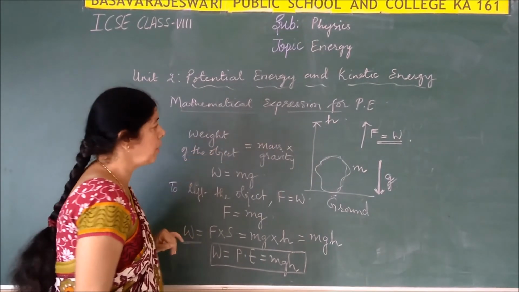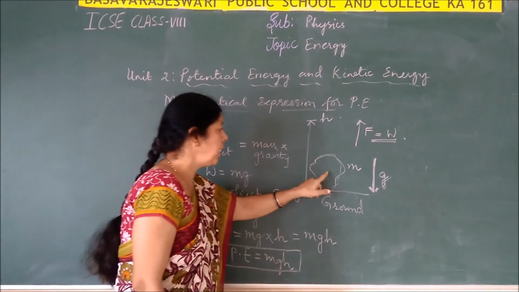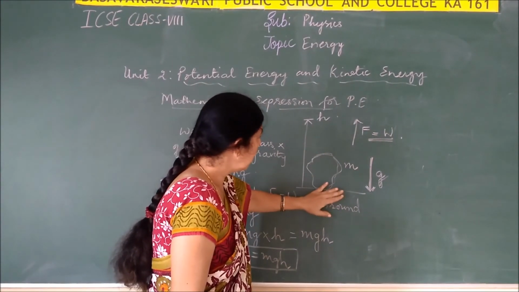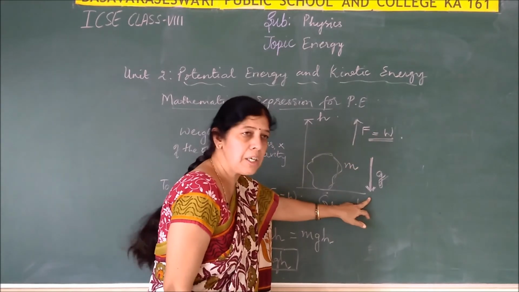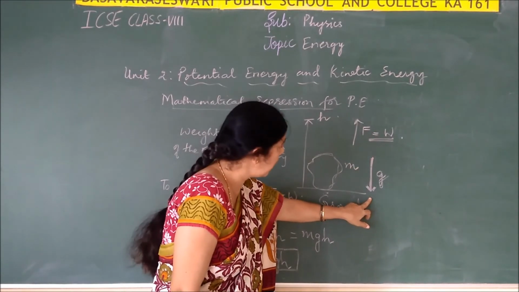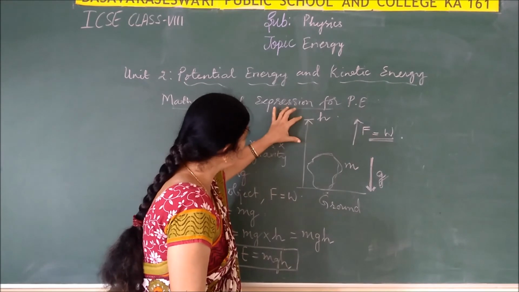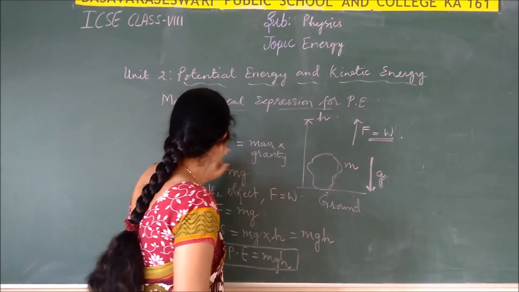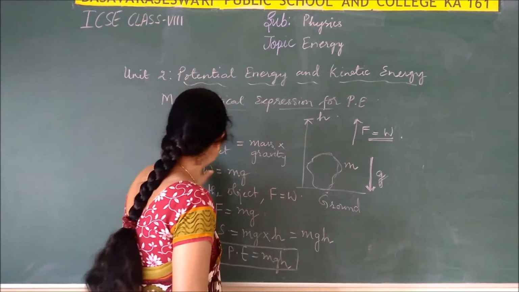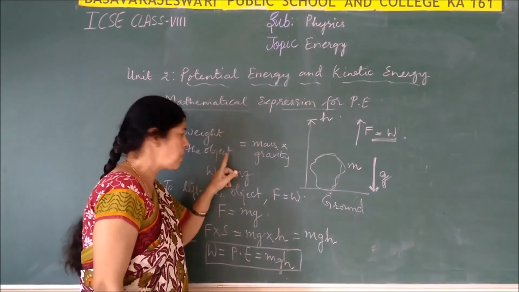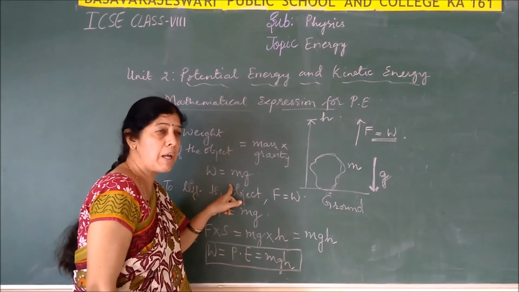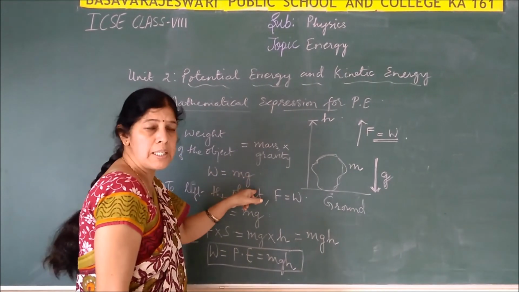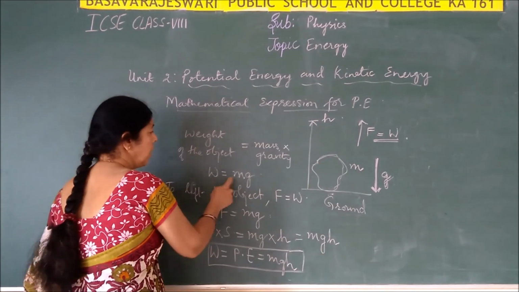Okay, so once again I will come up with the derivation of potential energy, the mathematical expression for potential energy. Consider an object of mass m lying on the ground. Now gravity, in which direction is it acting? It is acting towards the center of the earth. And by what height do I want to lift this object? I want to lift it to a height of h. Now always remember, the weight of the body is given by the expression mg. In lower classes, in 6th and 7th standard, we have learnt about this expression, W is equal to mg.